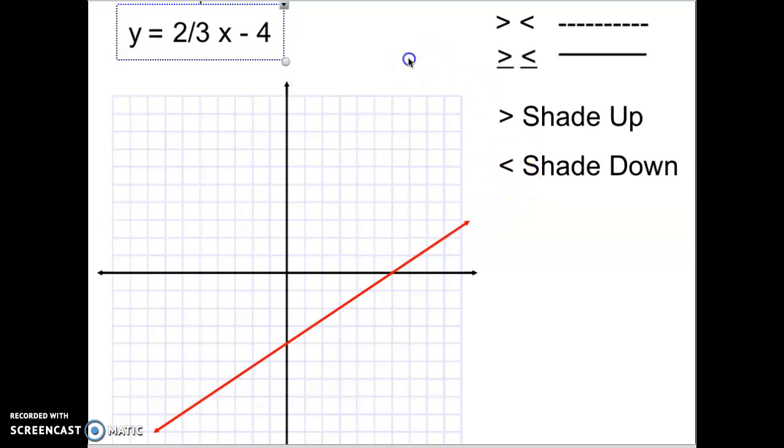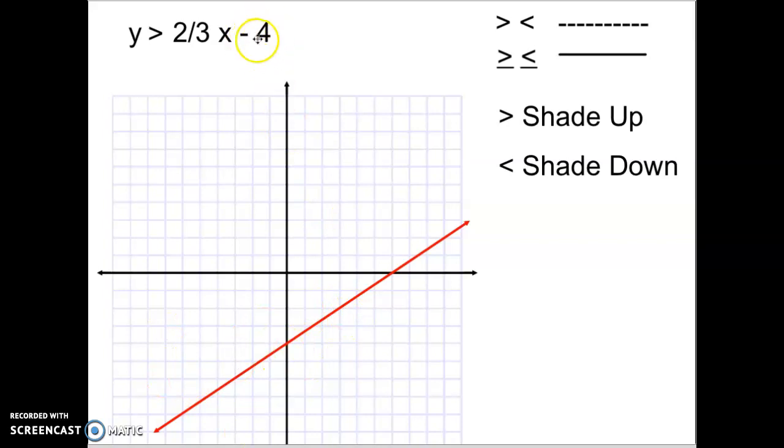But now, what happens if we change this sign from an equal sign? Let's say that we instead make this sign a greater than. Actually, let's just start with greater than. If I were to graph y is greater than 2/3 x minus 4, you're going to notice that this line will not move at all.